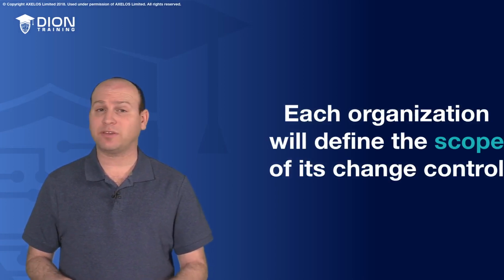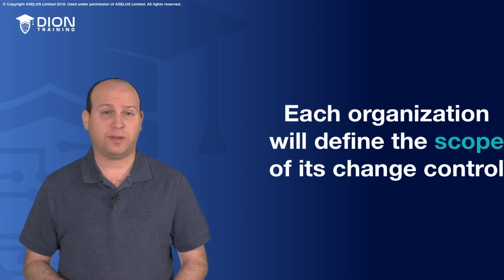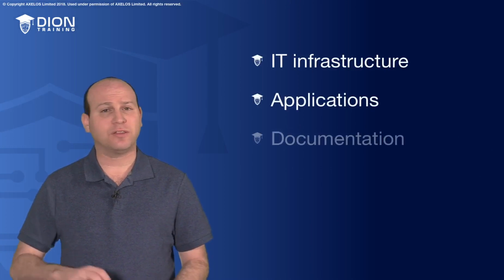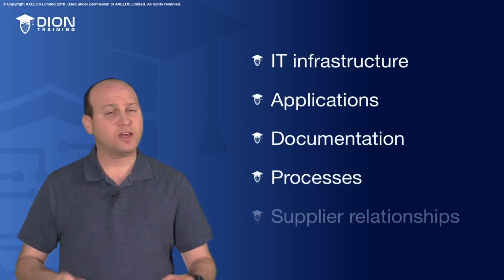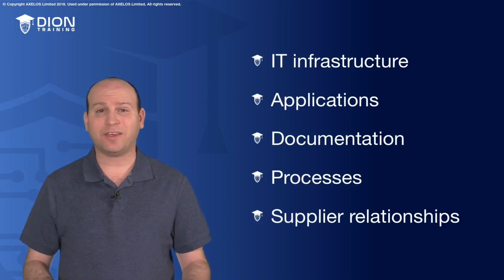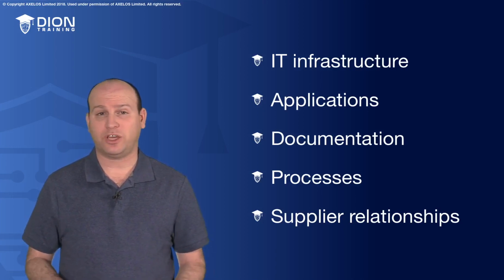Now, the scope of change control is defined by each organization. This is something that's going to be decided by your governance, your policies, and your procedures within your particular company. It's going to include all of the IT infrastructure, the applications, the documentation, the processes, the supplier relationships, and anything else that might directly or indirectly impact a product or service that we're going to change.